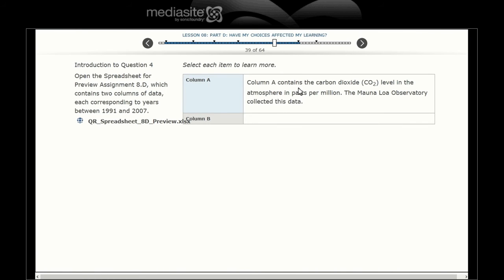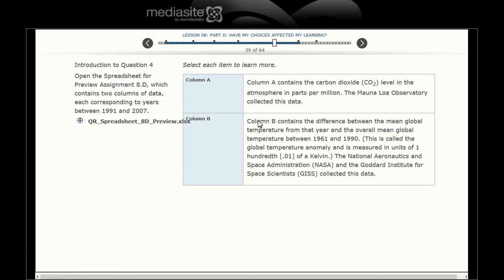So column A contains carbon dioxide levels in the atmosphere in parts per million at the Mauna Loa Observatory in Hawaii. Column B contains the difference between the mean global temperature and the 1961 to 1990 mean, down to 0.01 degrees Kelvin, which is also 0.01 degrees Celsius, by the way, by NOAA, by NASA and GISS.